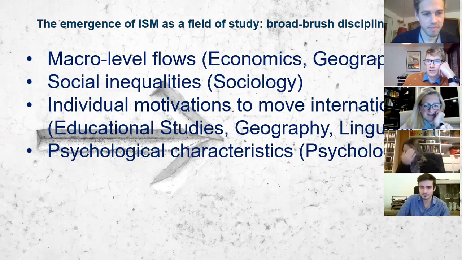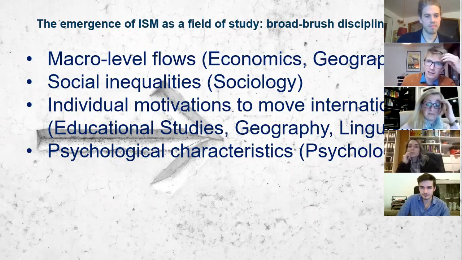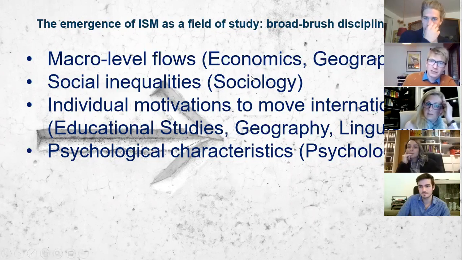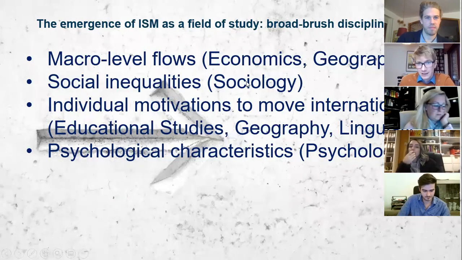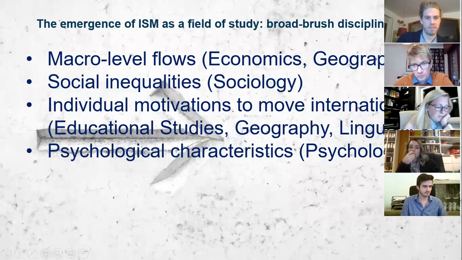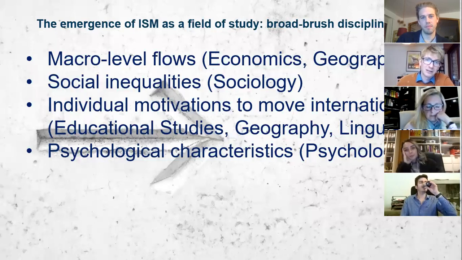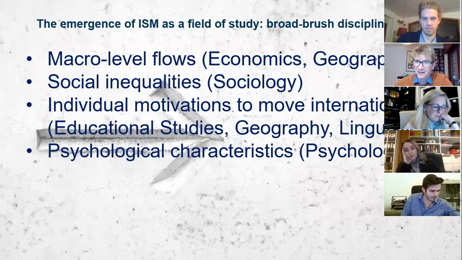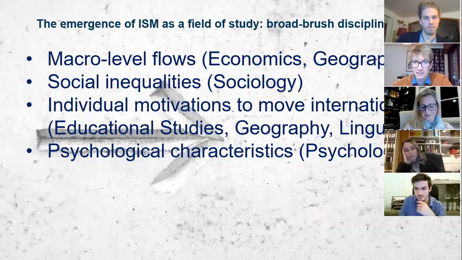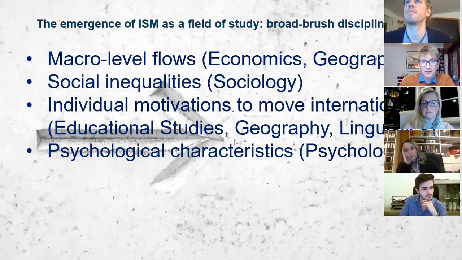But so far, we have quite some evidence from economics, from geography on macro level flows, and then they looked between countries, cost of living, distance, etc. Then we have a lot of studies now on social inequalities, which very much tend to look at socio-economic background, for example, in international student mobility, but then they tend to forget very often different structural barriers that also exist, or more psychological aspects. Then you have these individual motivations by educational studies, geography, and linguistics.